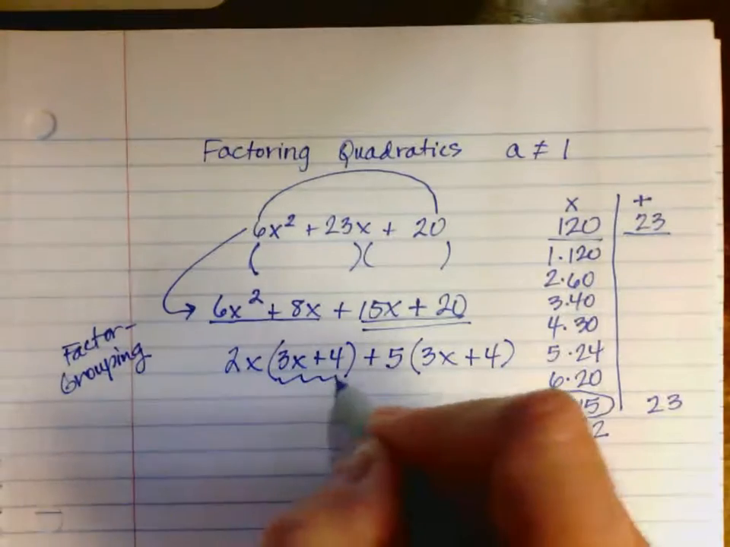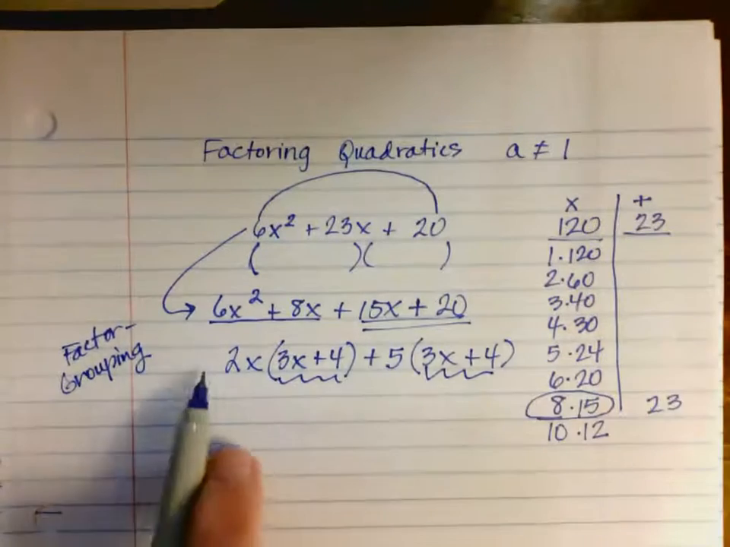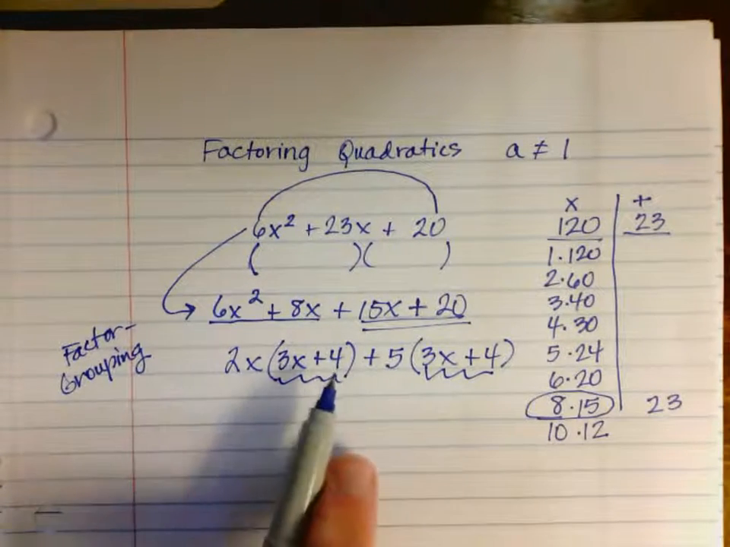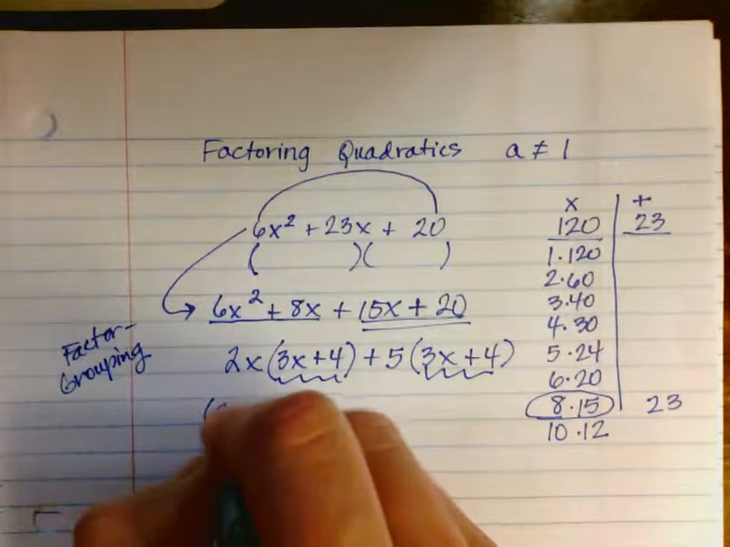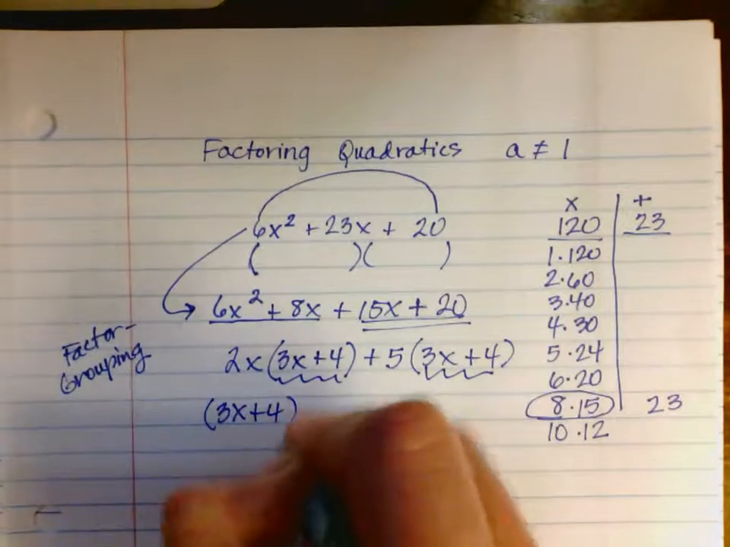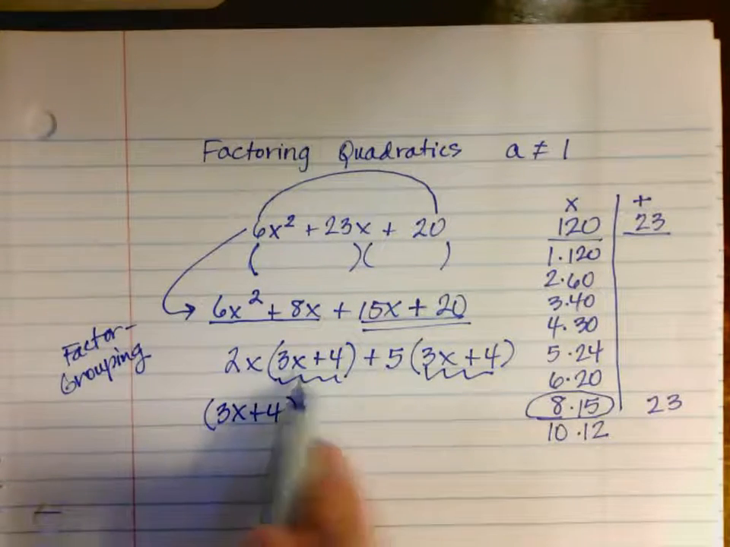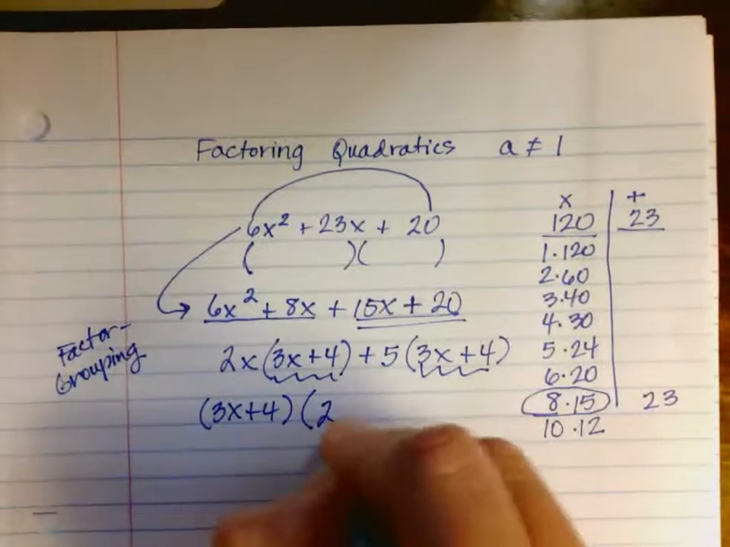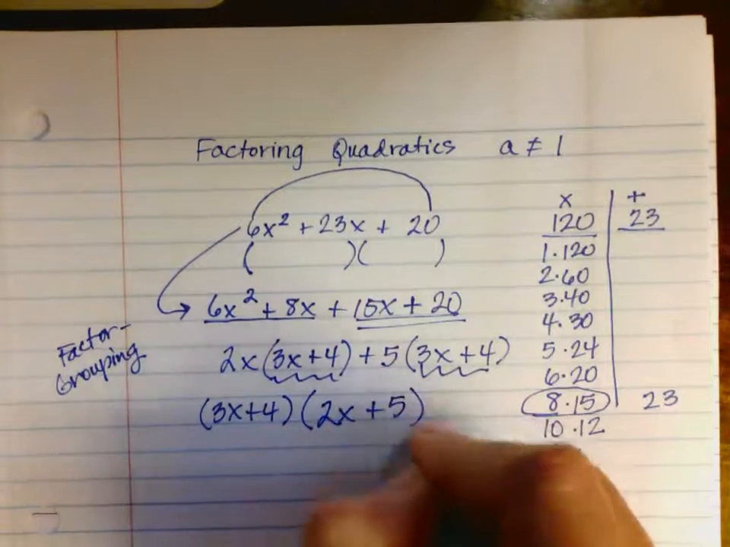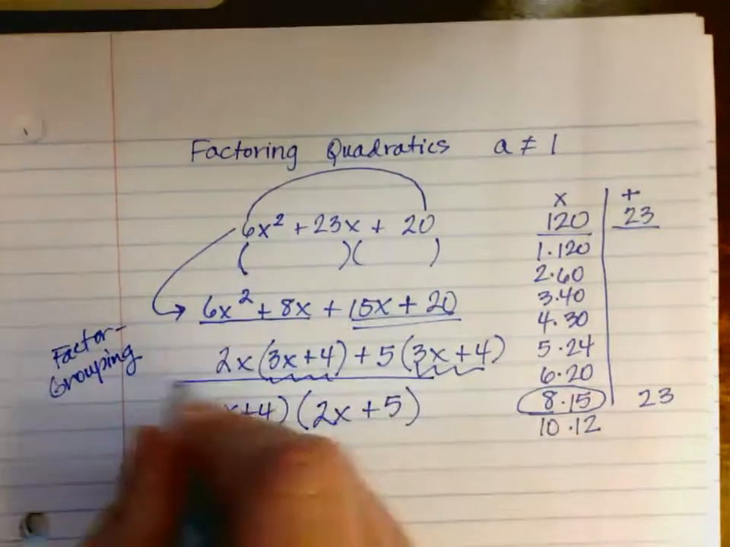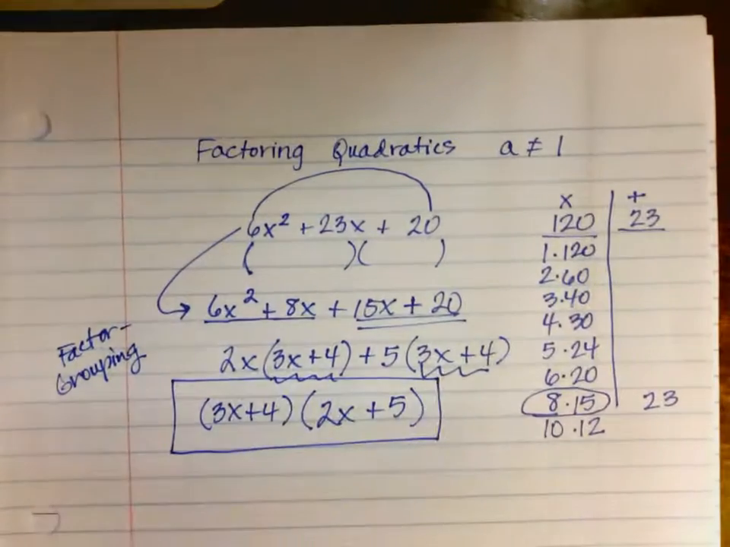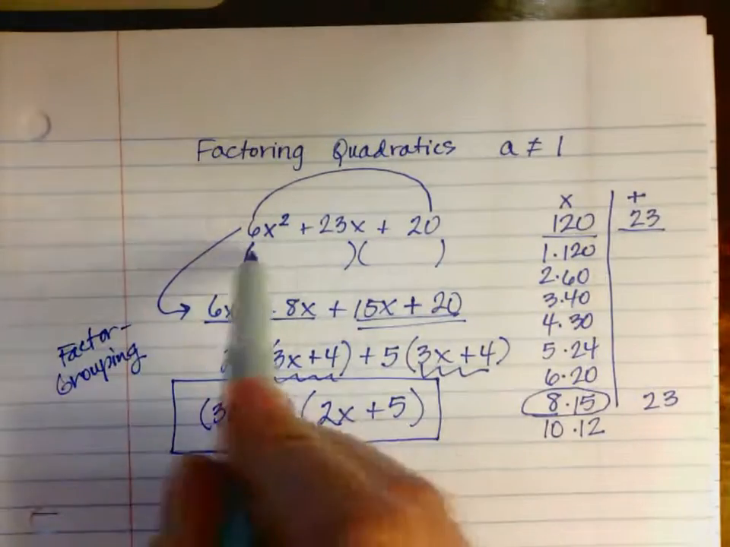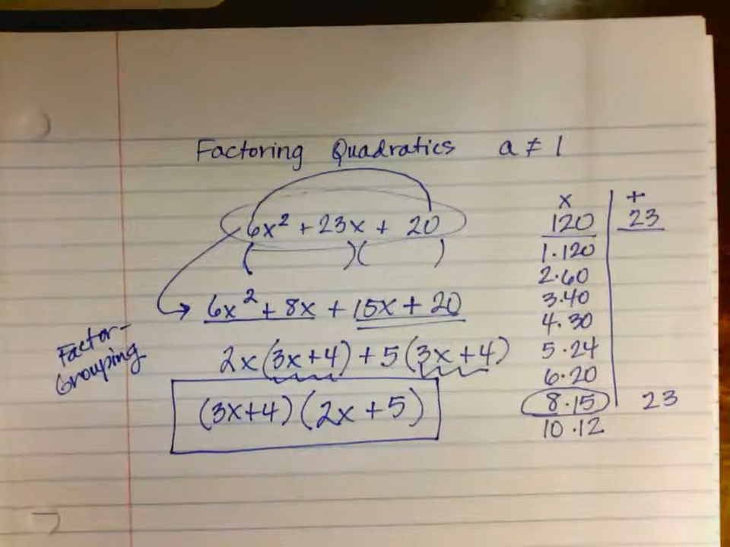And this is exactly what we wanted to happen. Our new expression has a common factor of 3x plus 4. So if we factor 3x plus 4 out of these two expressions, we are left with 2x plus 5. And those are the factors of the original trinomial.